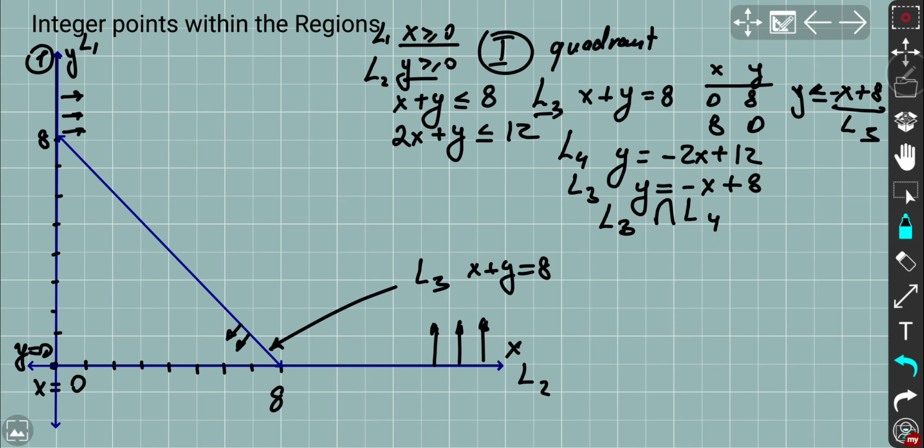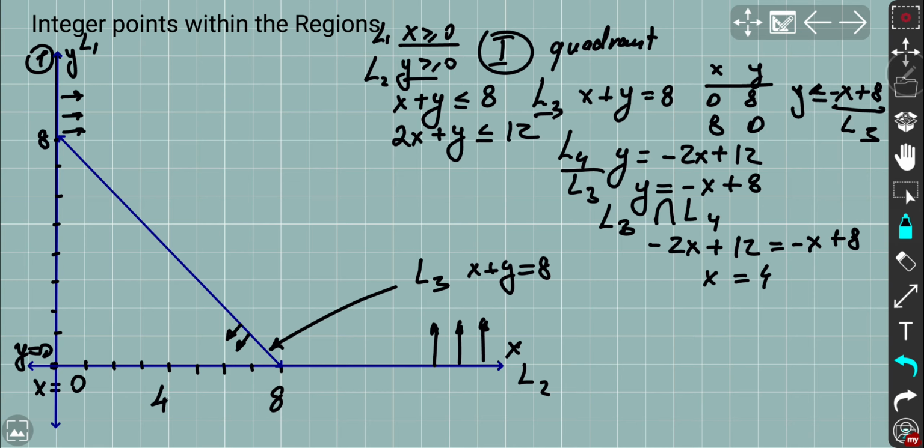Okay, so let's try to do negative 2x plus 12. That's y for line 4, which will be equal to negative x plus 8. From there I can rearrange and solve in terms of x. So transfer negative 2x to the right side, I've got x, and 12 minus 8, I'll get 4. So when x is 4, I'll get the point of intersection.